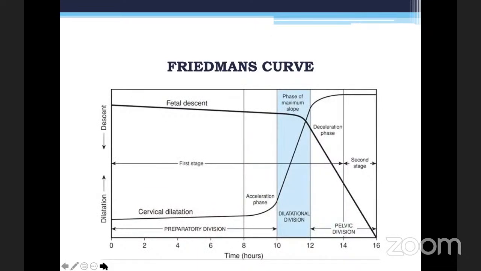Then this is Friedman's curve, which shows the dilatation of the cervix and also the descent of the baby through the birth canal, based upon the pelvic stations, whether it is at the 0 position or -1, like that. Next slide, please.